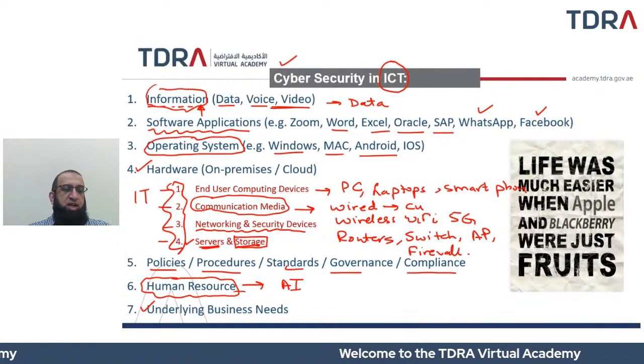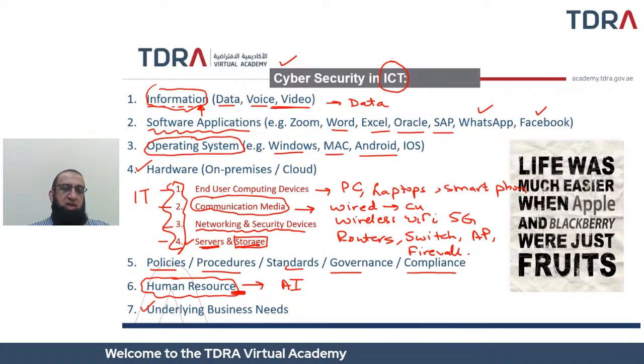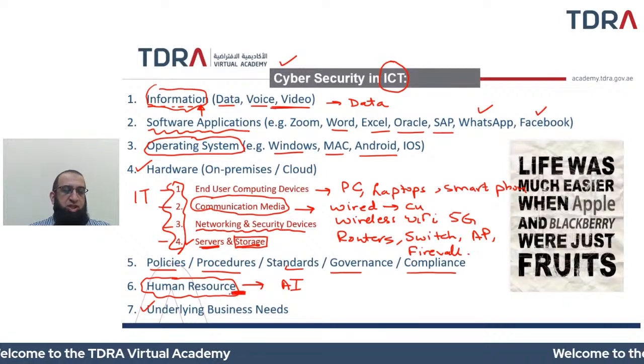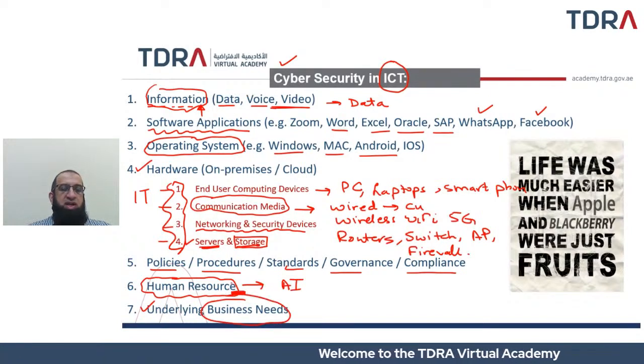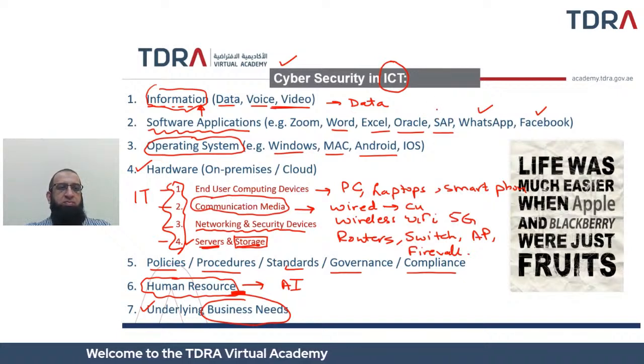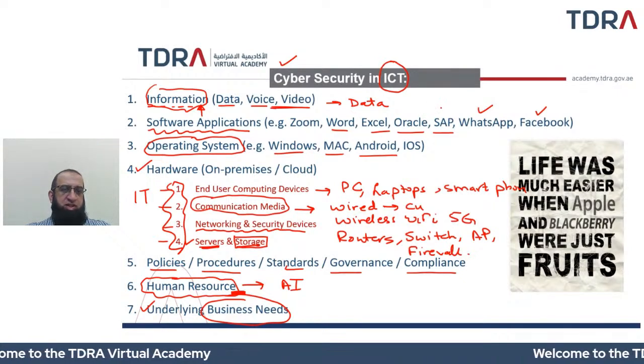Similarly, we want to protect human life. It's not only about technology. What matters most is human life. So we have to provide security to the human resource as well, and ultimately to business needs as well. So in a nutshell, cybersecurity is applicable to all domains of information and communication technology, right?